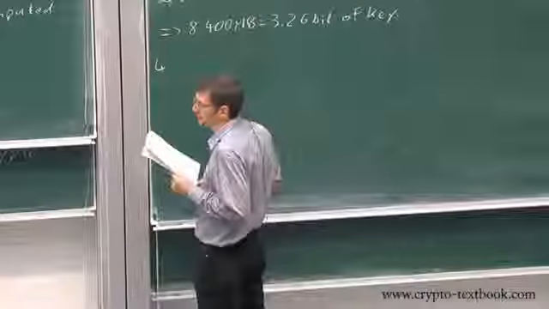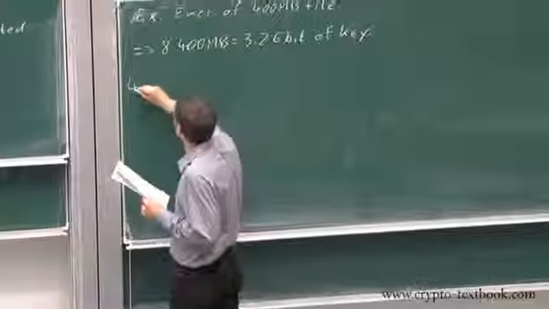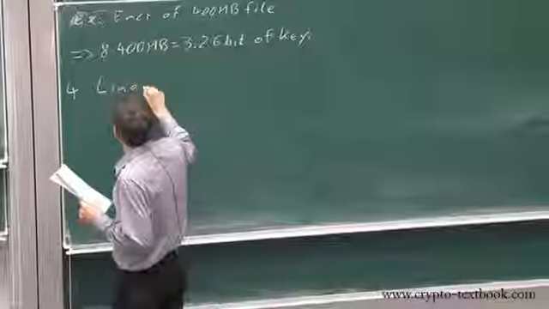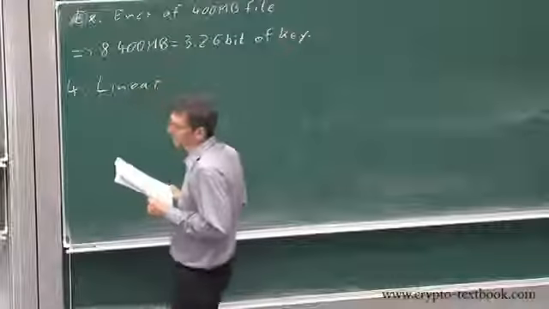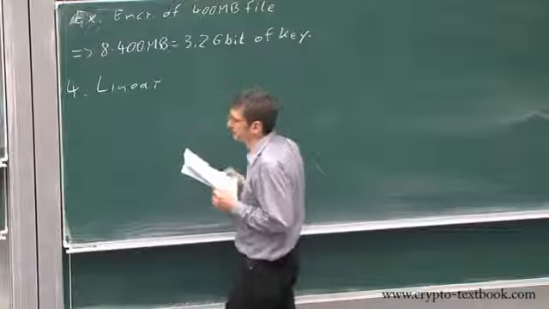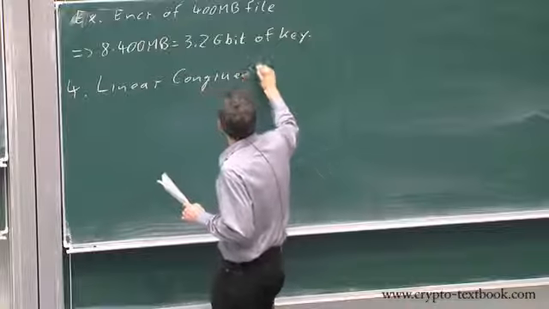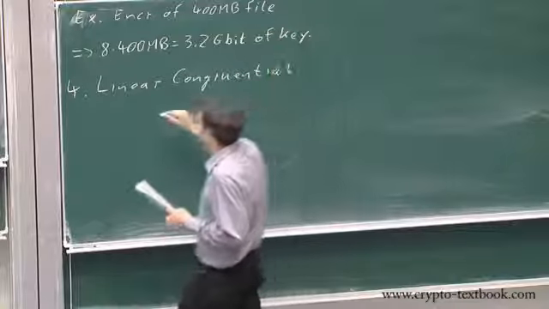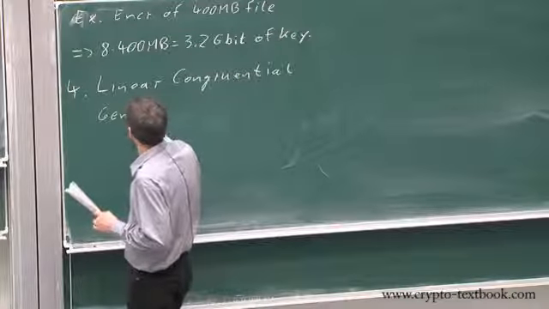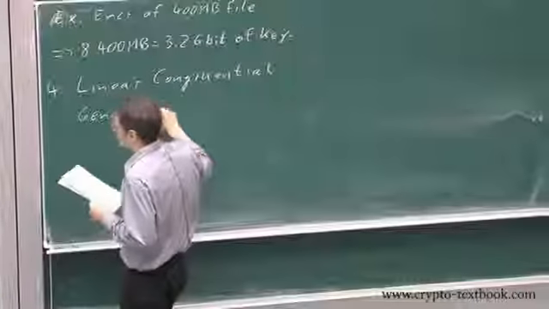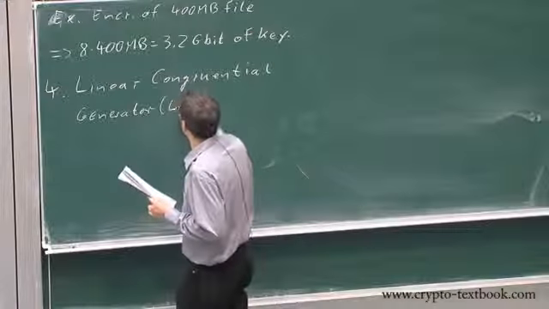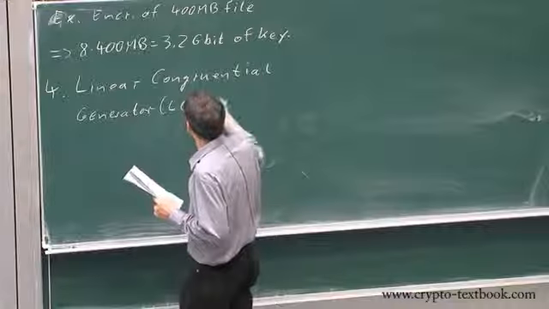This is section number 4 of the class today. What we try is one specific PRNG, namely the linear congruential generator, also called LCG.